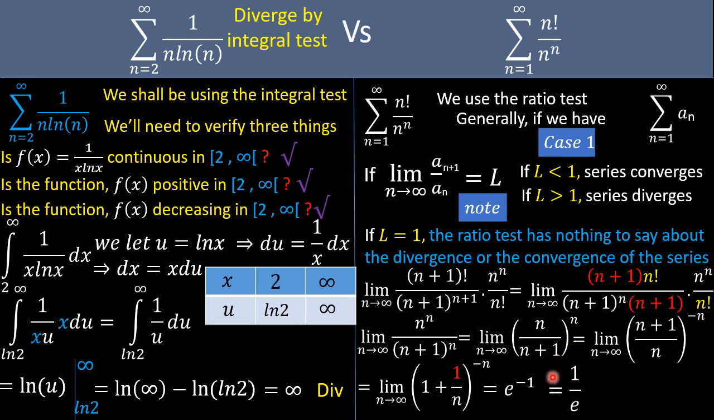But what is 1 over e? We have to say something about 1 over e to make the examiner give us a mark. It is less than 1. So we have a convergent situation, and this series has converged. Once we tell them that 1 over e is less than 1, it converges. So we can come back up and say that this series, from n equals 1 to infinity of n factorial over n raised to the power n, therefore converges by the ratio test.